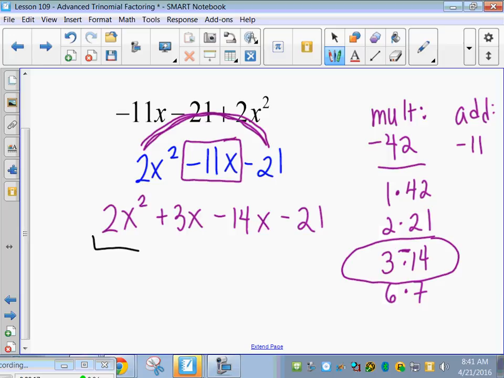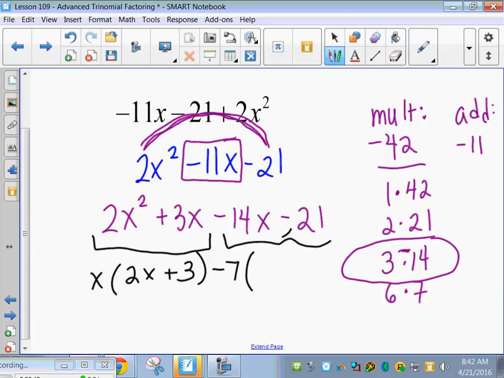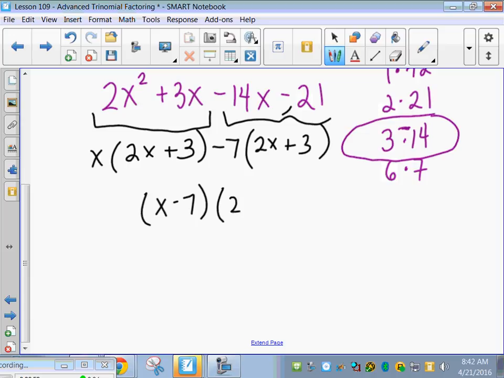What factors out of the first 2 terms? Close. Does a 2 come out of a 3? Yep, just an x. What's left if I take out an x? 2x plus 3. And what should I factor out of the next 2 terms? Yep, negative 7. So that changes both of the signs. So this becomes 2x plus 3. Again, those should match. So now I have x minus 7 and my GCF 2x plus 3 written as one set of parentheses.